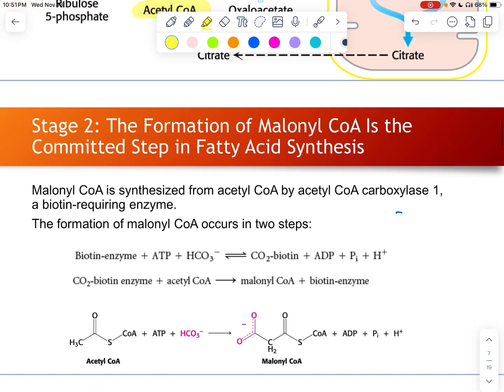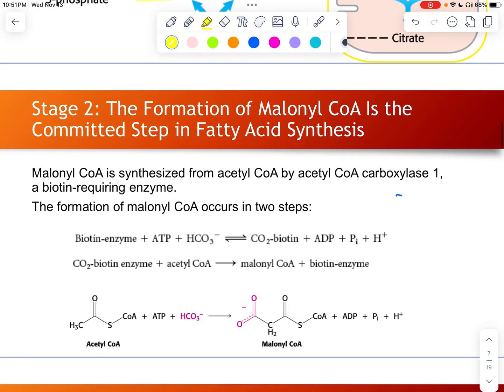All right, onward to stage 2. Formation of malonyl-CoA is the committed step in fatty acid synthesis. All right, so it's rate limiting, it's regulated. Let's take a look at it. Malonyl-CoA is synthesized from acetyl-CoA by acetyl-CoA carboxylase 1. That's the enzyme, and we're going to abbreviate that ACC1, and that'll be an important one that we'll come back to. Okay, and then another piece here, it's a biotin requiring enzyme.